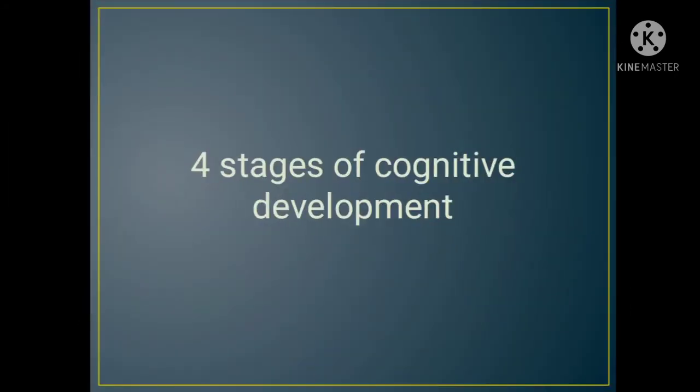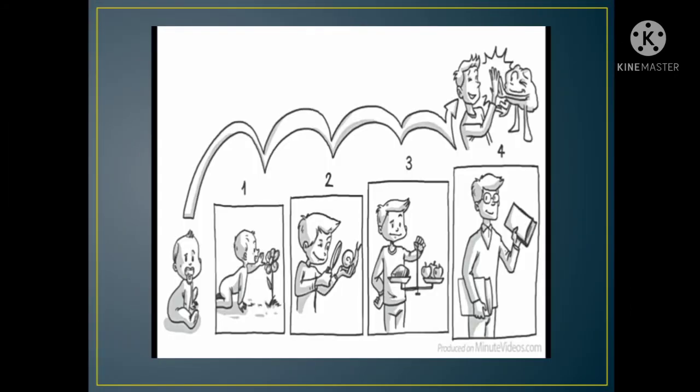So after the Piaget cognitive concepts, we will now discuss the different stages of cognitive development. We have 4 stages of cognitive development. First, we have sensory motor stage. The second one, pre-operational stage. And the third one, concrete operational stage. And the last one, formal operational stage.